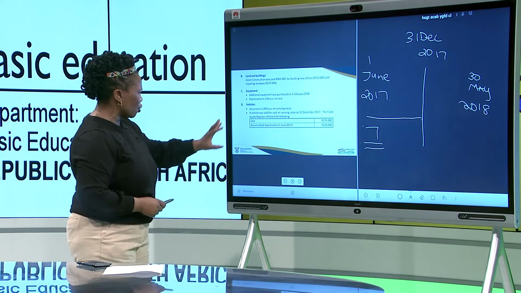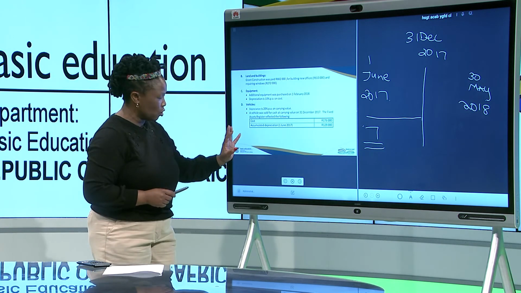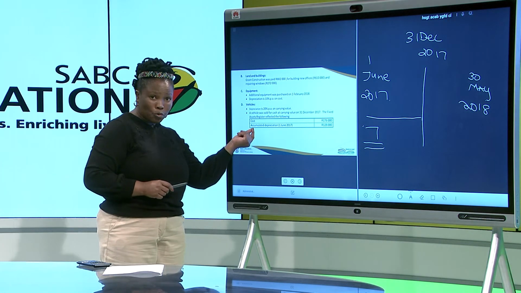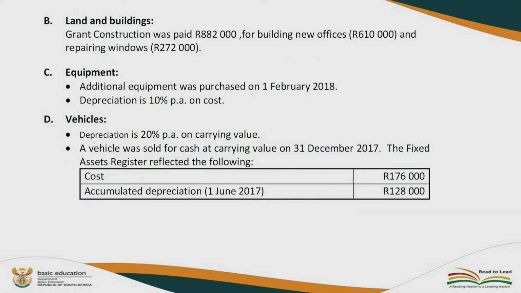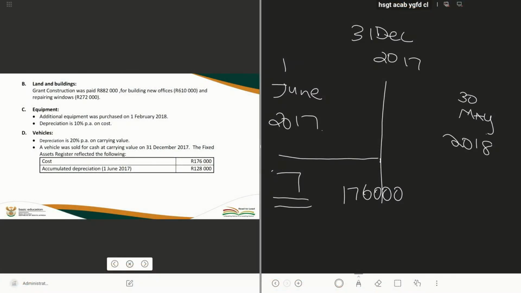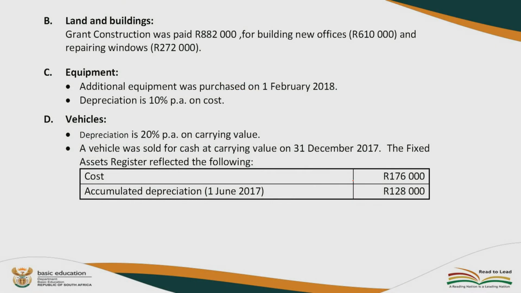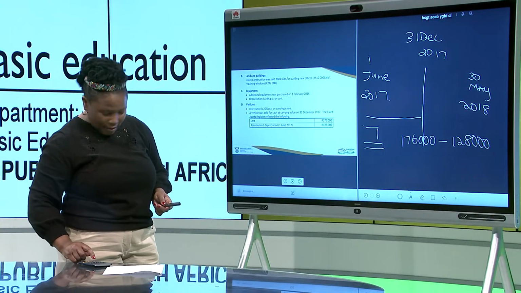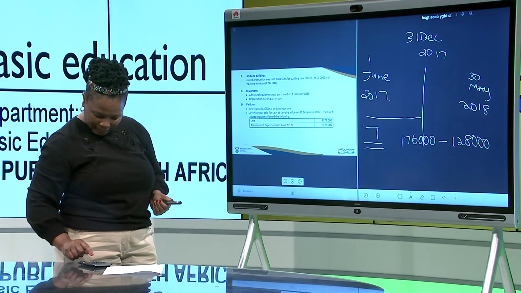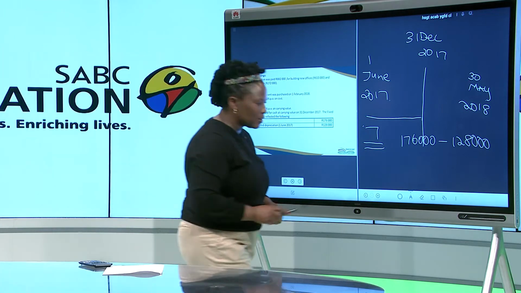Let us check now the cost price. You are already given this information. What we need to do is to look at the cost price, which is 176,000. And the accumulated depreciation is 128,000. You minus this because you need to get the net value. And the net value is going to be how much? Let's use our calculators. 176 minus 128. That's going to give me 48.